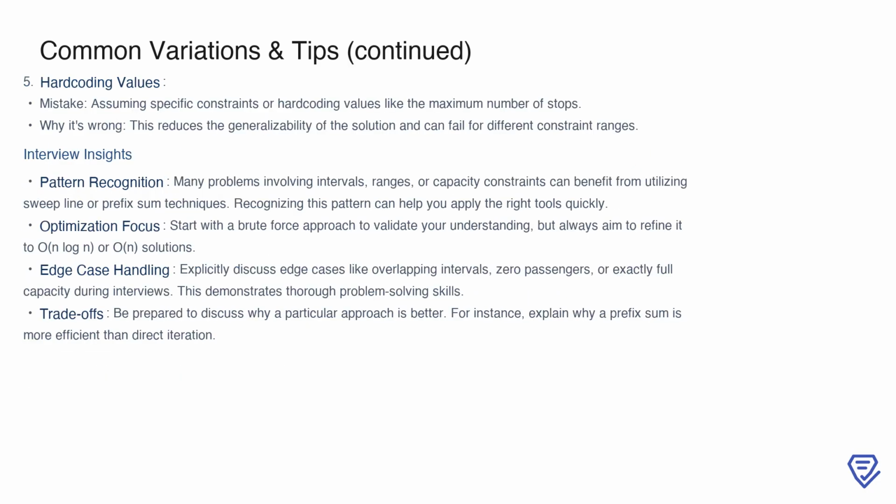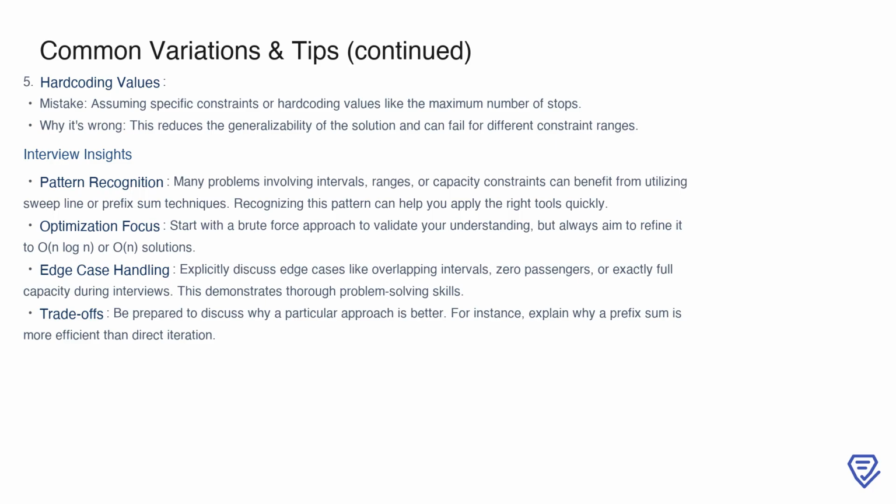Another mistake to avoid is hard-coding values, such as assuming a fixed number of stops or constraints. This limits the flexibility of your solution and may cause it to fail for different input ranges. Shifting gears, let's discuss some tips for interviews. Recognizing patterns is key. Problems involving intervals, ranges, or capacity constraints often benefit from techniques like sweep lines or prefix sums. Identifying these patterns quickly can help you select the right approach.